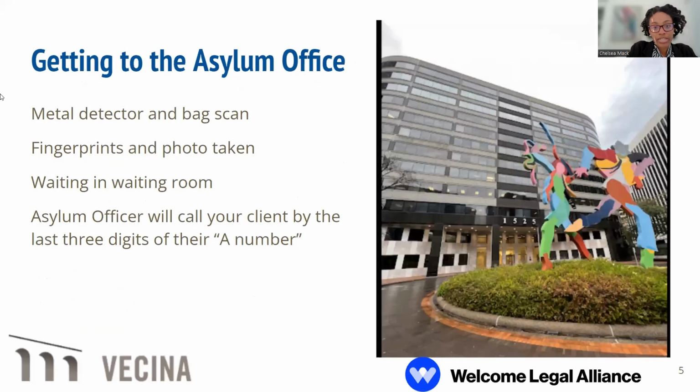Now, getting to the asylum office, as Jenny mentioned, is usually a large office building. And so the asylum office itself may only be in a specific room or specific floor of that building. When your client arrives at the asylum office, they'll have to go through a metal detector similar to the airport, and a bag scan, so they'll have to take off any metals or shoes if there's metal in them.